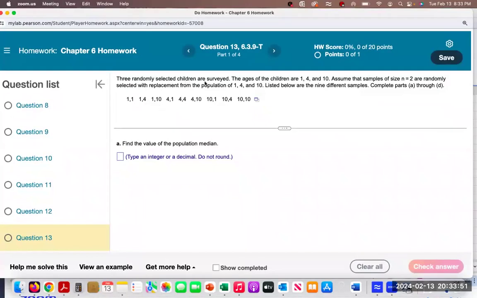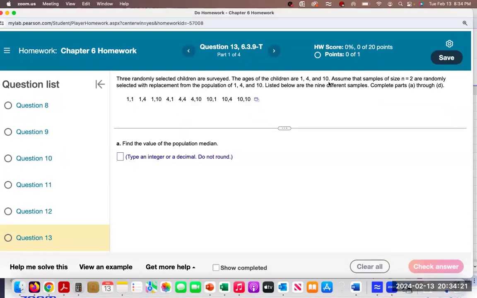Three randomly selected children are surveyed. The ages of the children are 1, 4, and 10. Assume that samples of size n equals 2 are randomly selected with replacement from the population of 1, 4, and 10. Listed below are the 9 different samples, and we want to find the population median. Our population is 1, 4, and 10.